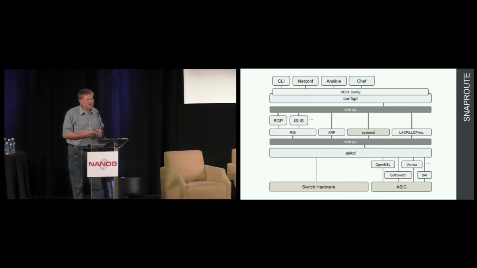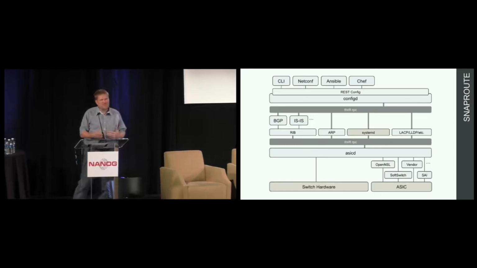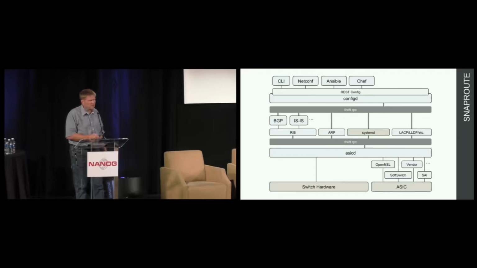So the SnapRoute version of BGP actually uses the Thrift RPC interface to get its configuration out of config-D. So when you have a CLI, it actually talks to the REST config and talks to config-D through Thrift RPC to get to everything else. And again, you have another Thrift RPC that connects everything that generates information the ASIC is going to care about for a forwarding table down to ASIC-D. Then ASIC-D can talk to OpenNSL, SoftSwitch, or vendor plugins or SAI or whatever and talk to the ASIC.